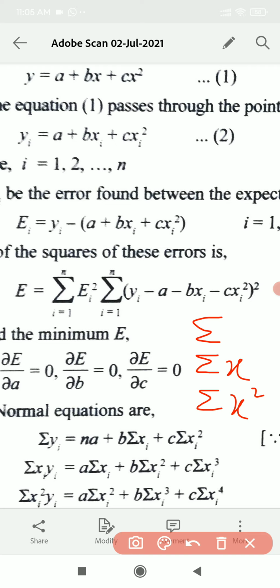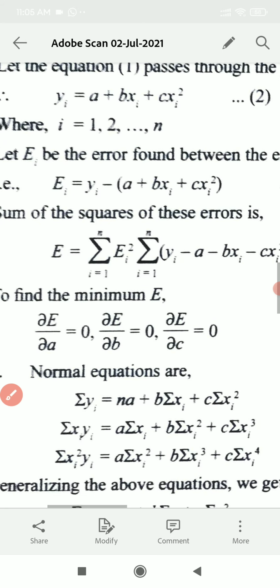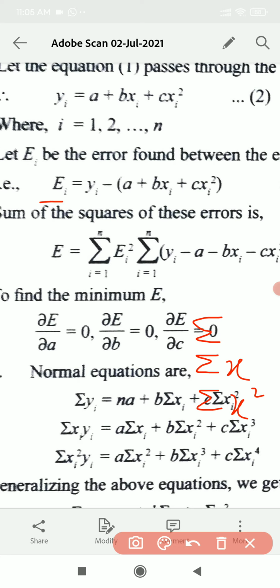Now after that, students, you have e is equal to yi. We have estimated the least square estimate. In one of my videos I have shown you the normal equation to fit the exponential curve. In that I have shown the principle of least square. Just have a look at that.